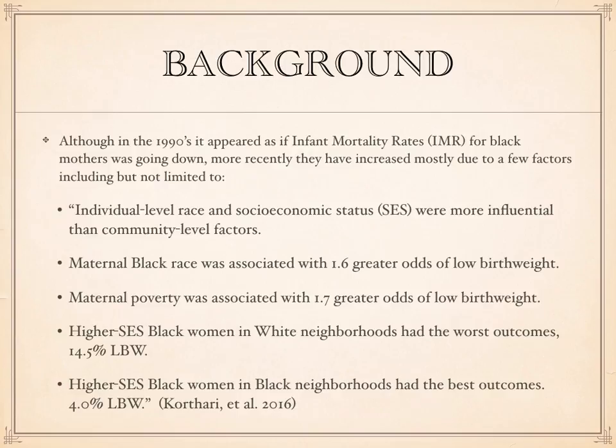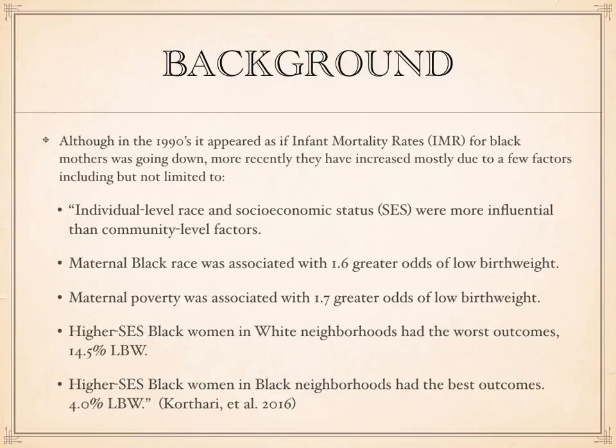The study that I got a lot of information from was done in 2016, and there were 5 main highlights of this study that I found really interesting. Individual level race and socioeconomic status were more influential than community level factors. Now, that being said, I think having community programs like the community group model that I map in the next slide can grasp those individual levels to help them rise above this issue.